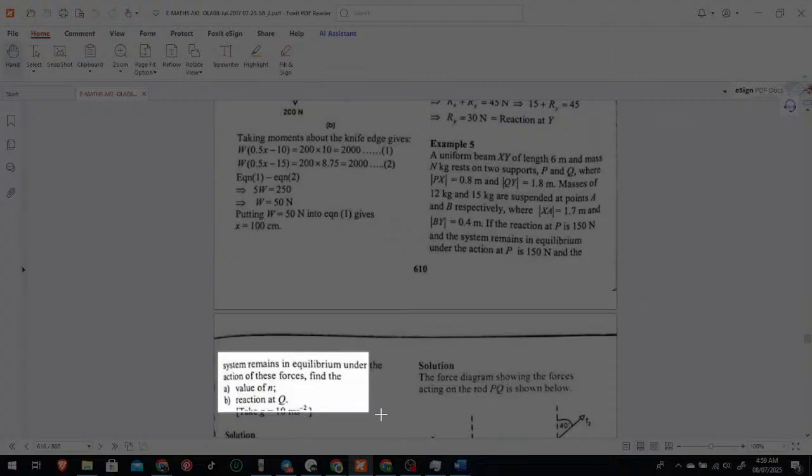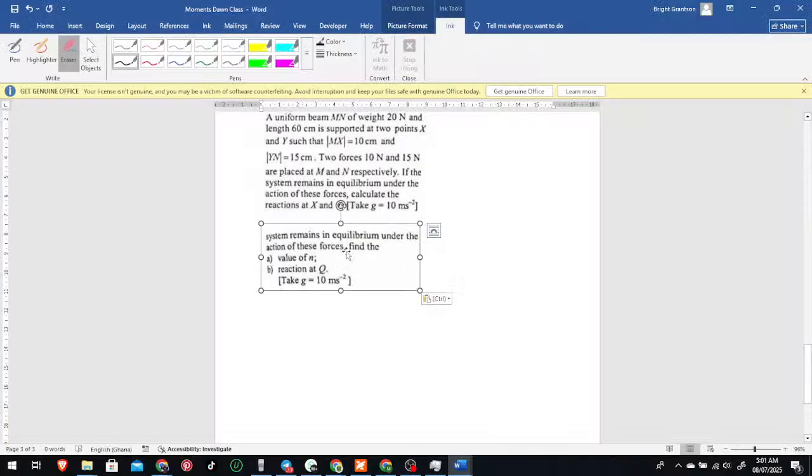A uniform beam of weight 20 newtons, length 60 centimeters, is supported at 2 points x and y such that mx is 10 and xy is 15. The two forces 10 newtons and 15 newtons are placed at m and n respectively. If the system remains in equilibrium under the action of these forces, calculate the reactions at x and y.